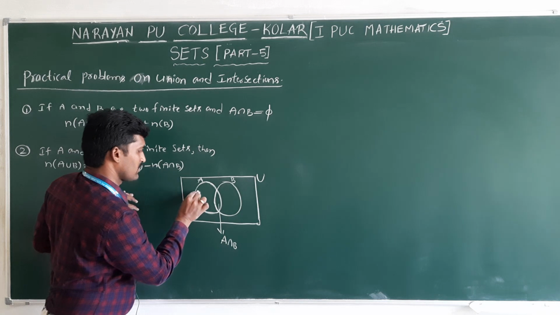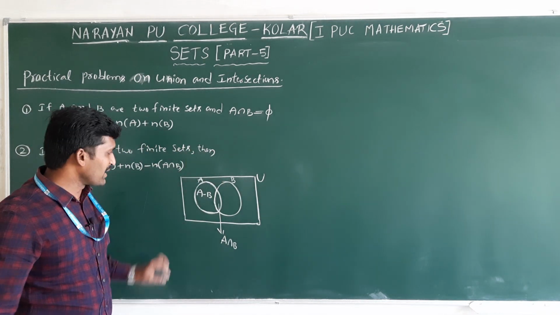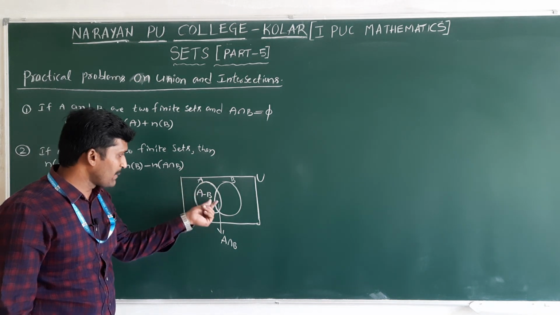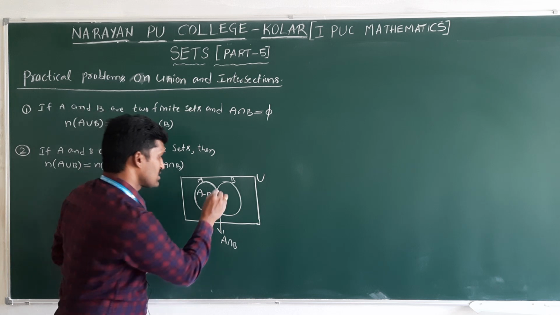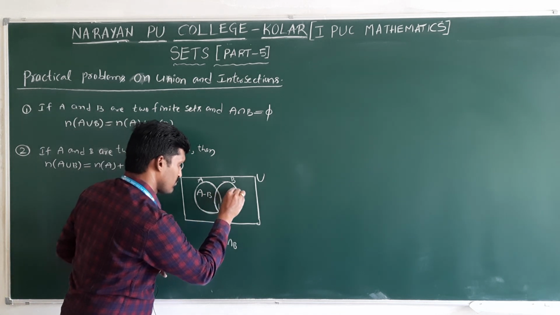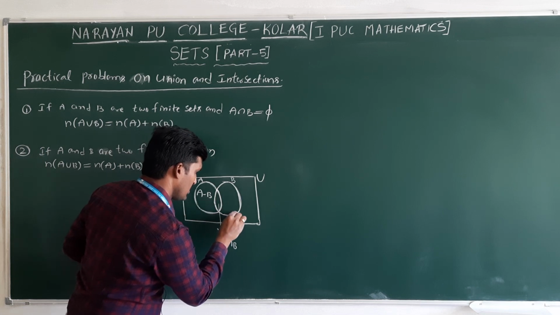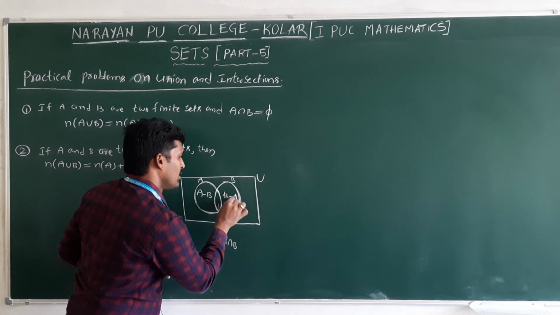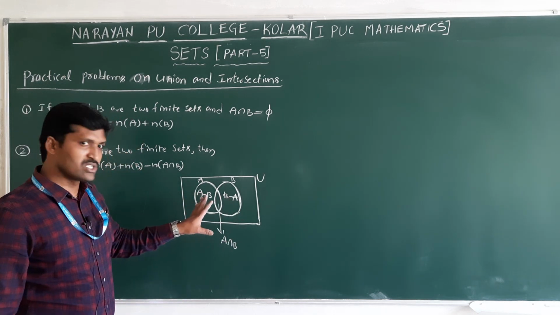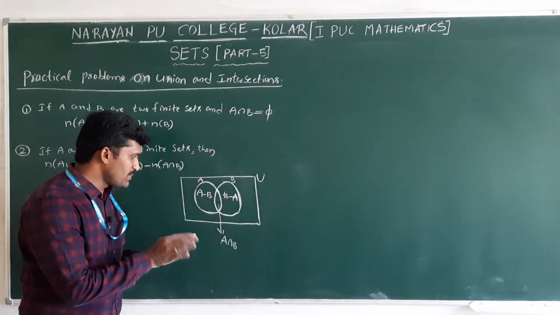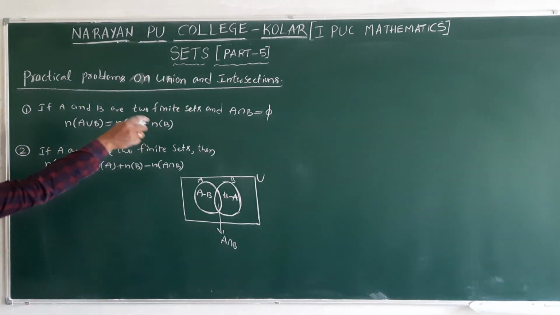Only this part. What is the name of this? A minus B, because this part is only A but not B. The common terms between A and B we are removing. Next, this part is called B minus A. But all these three are disjoint, because A minus B, A intersection B, and B minus A do not have any common elements.